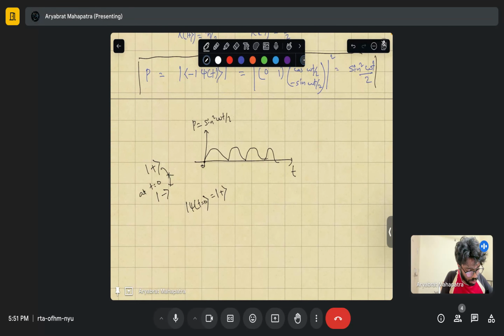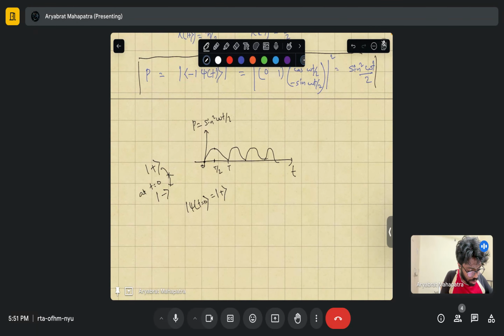But when you move, let's say this is the time period t, and this is t by 2. At t by 2, the probability of getting the minus state will be high, because that is the maximum value of the probability.